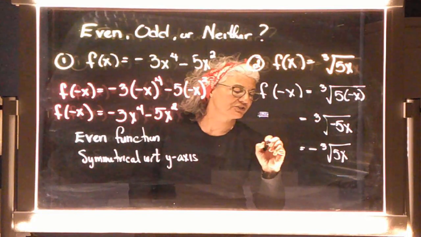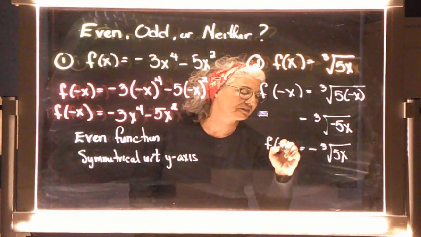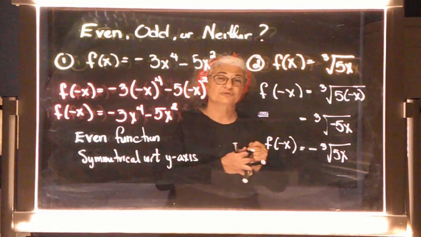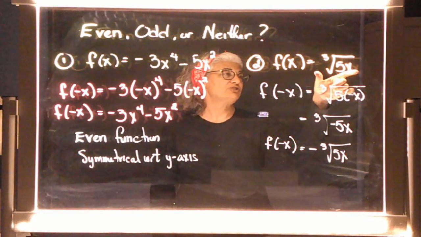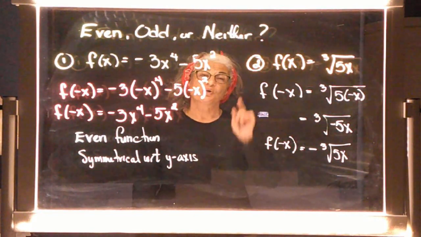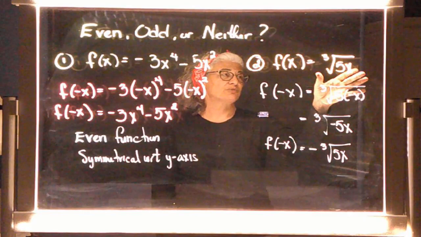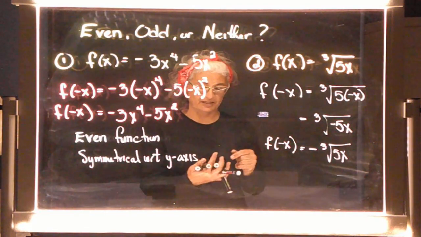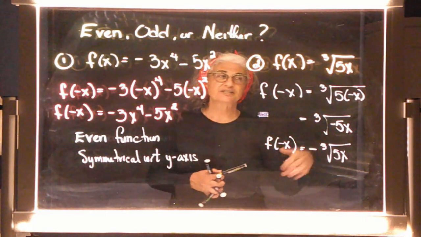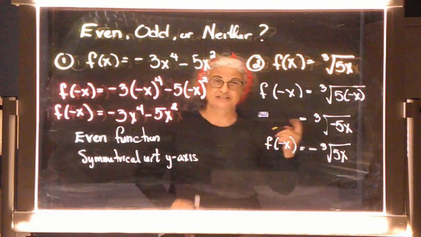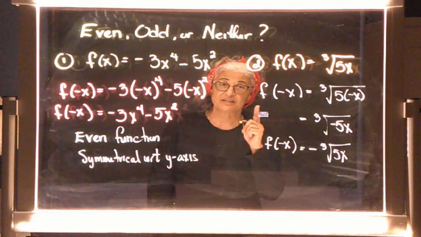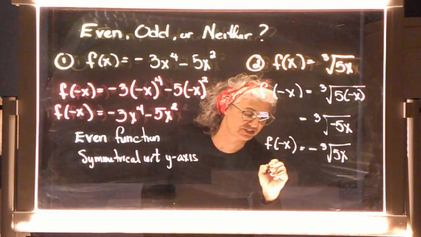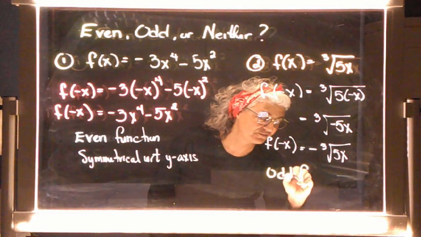Okay, so when I took f of negative x, here's the question. Did I get the original function back? Or does it look like I took the original function and multiplied by a negative 1? Yeah, it looks like I took the original function and multiplied by negative 1, doesn't it? Which means, that's it, I heard you, this is an odd function.